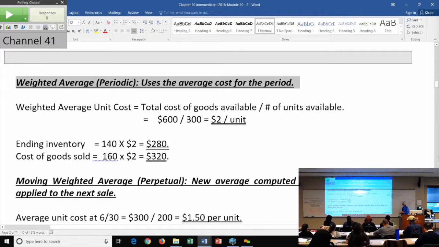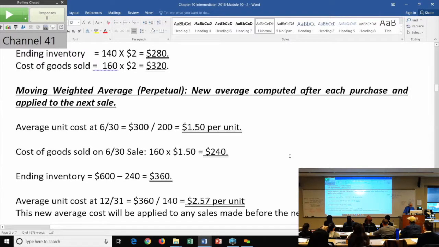So now, with the $1.50, 160 units are sold, cost of goods sold is $240, and the ending inventory, of course, would be $360. Or what you could have done was simply take that $1.50 and multiply it against the units in ending inventory, the 140.